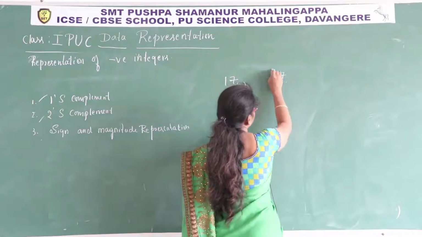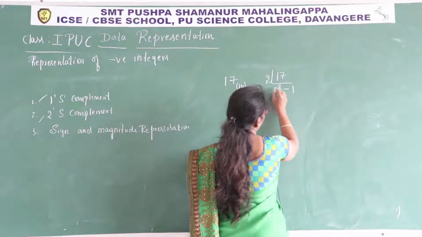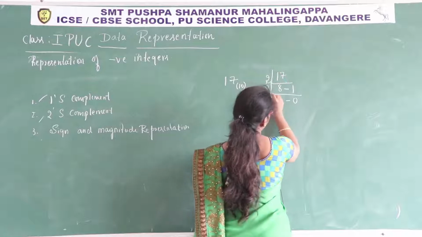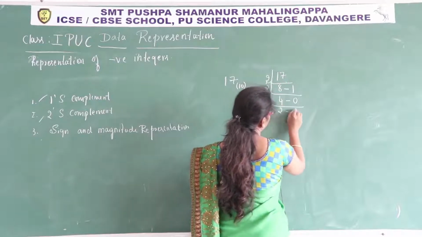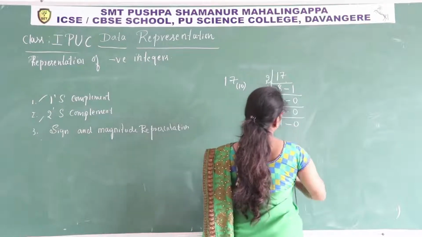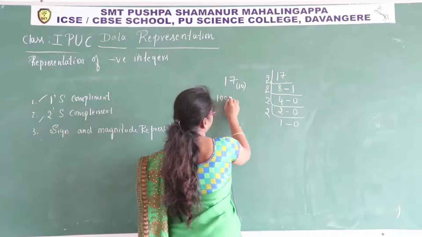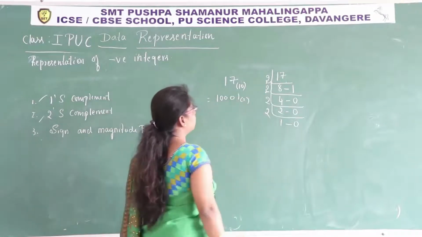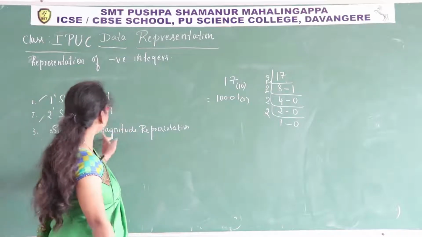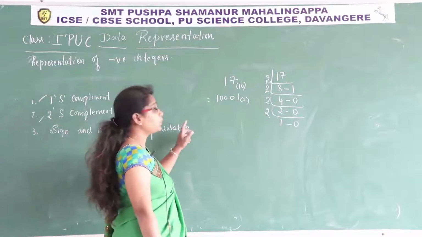17, what is the binary conversion? 2 8s are 16, remainder 1, 2 4s are 8, remainder 0, 2 2s are 4, remainder 0, 2 1s are 2, remainder 0. So 1 0 0 0 1, isn't it? 1 0 0 0 1 base 2. How to represent this number in sign and magnitude representation in an 8-bit format?